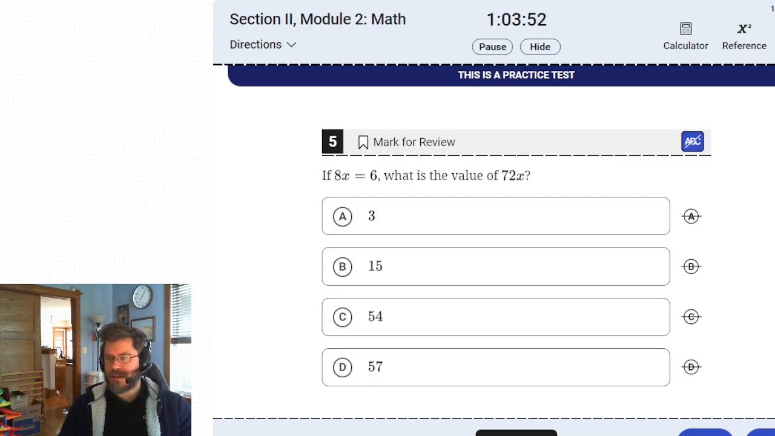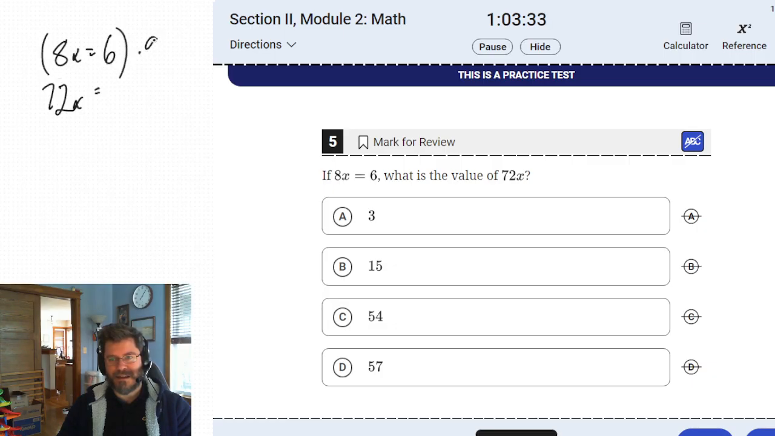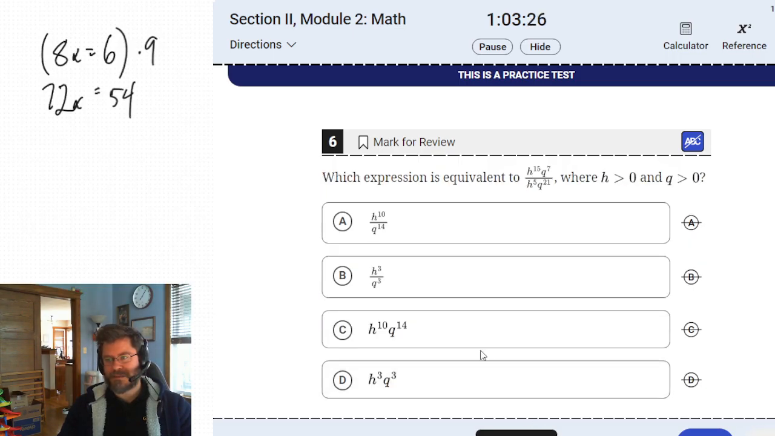All right, if 8x equals 6, what is the value of 72x? Don't solve for x. Remember, don't solve for x. 8x equals 6. I want 72x, not x. What did I have to multiply by to get to 72? Well, 8 times 9 is 72. So 6 times 9 is 54. That's our answer.